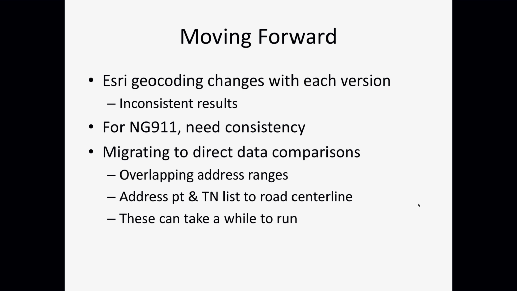We don't want inconsistent results with geocoding, and we know that y'all don't want to deal with that either. We really need consistency. That is one of the linchpins of this whole project. And so to get consistency, we need to forget about Esri's geocoder and migrate to direct data comparisons. So this is going to work for overlapping address ranges. That tool, how it operates, is changing. And also direct data comparisons for the address point and TN comparisons to the road center line.